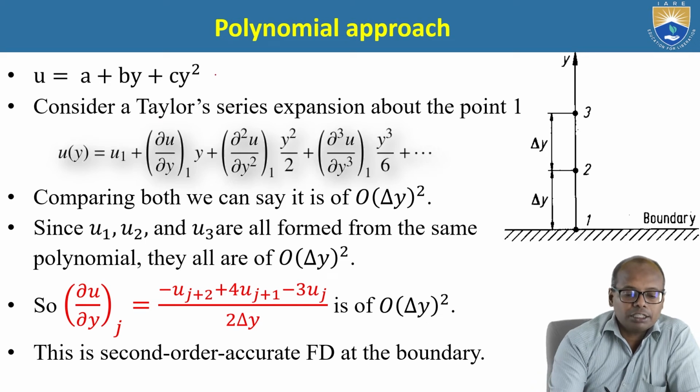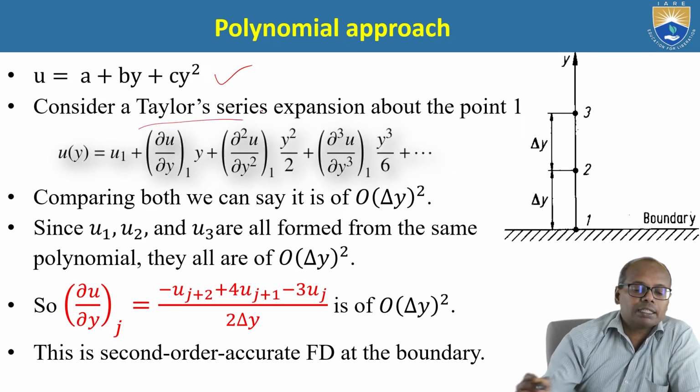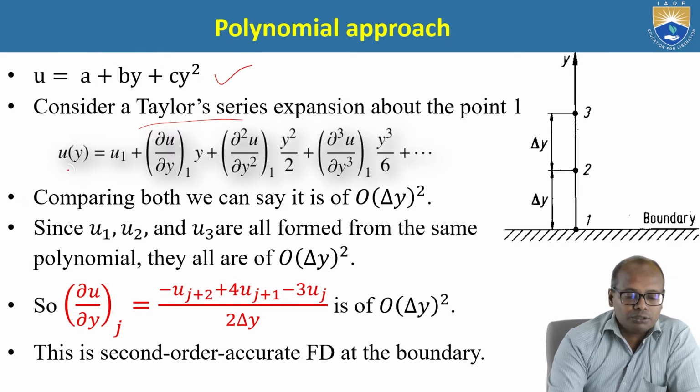See here, this is the polynomial that we used for deriving the value of dou u by dou y. Now if I consider the Taylor series expansion at point 1, it will be u(y) equal to u1 plus dou u by dou y at 1 into y, plus dou square u by dou y square at 1 into y square by 2, plus dou cube u by dou y cube into y cube by 6. Like this I will get the Taylor series.